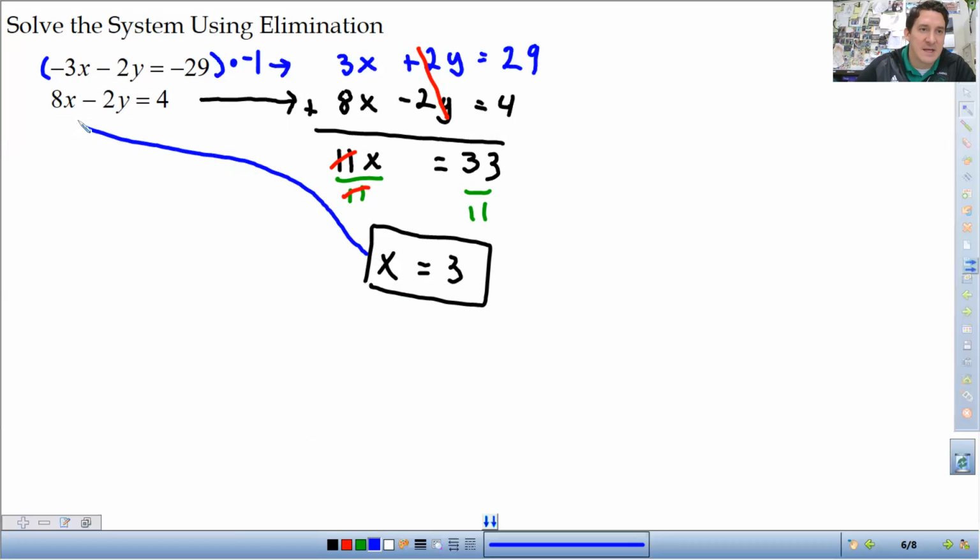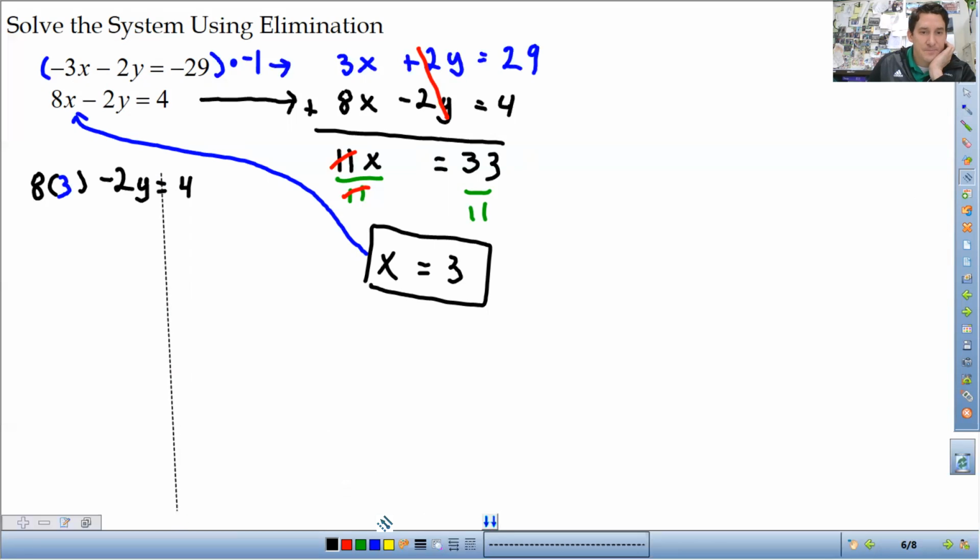So the x here, you can substitute right in there. So I'm going to change this 8 times x and change the x to 3. Minus 2y is equal to 4. Input that 3 right there. Now I'm going to solve. I have to multiply first. So 8 times 3 is 24. Minus 2y is equal to 4.